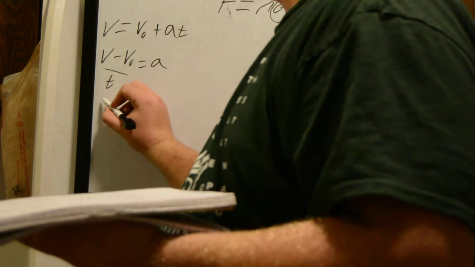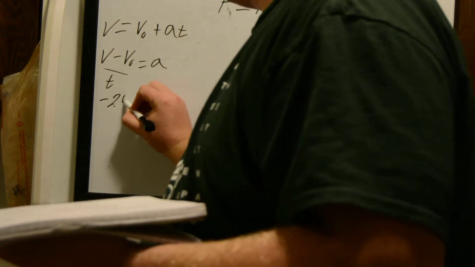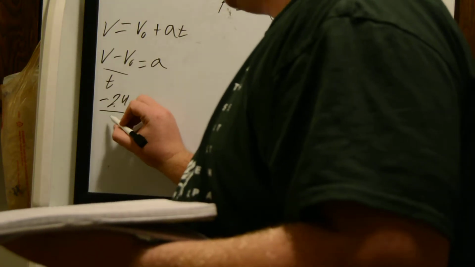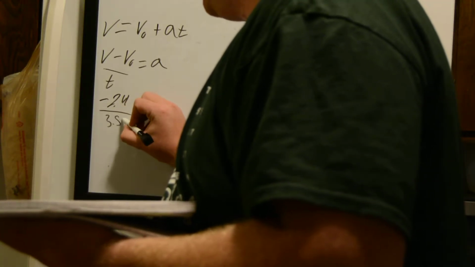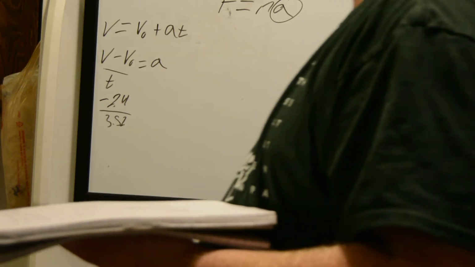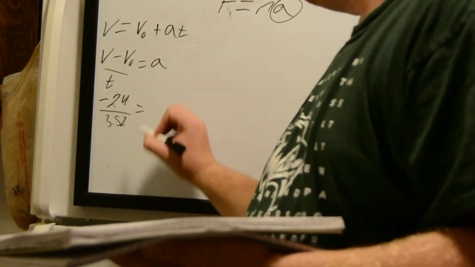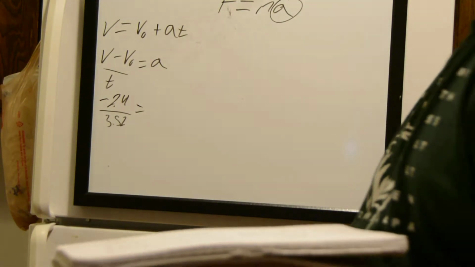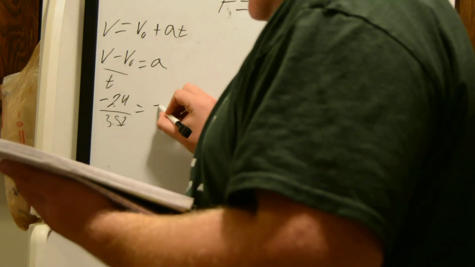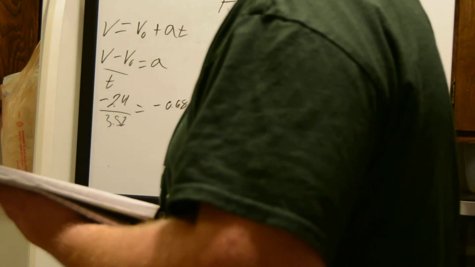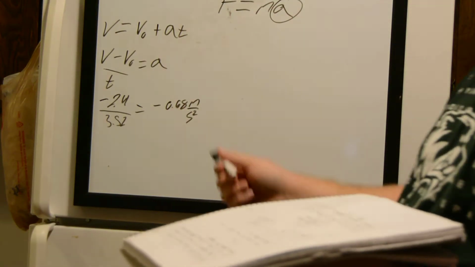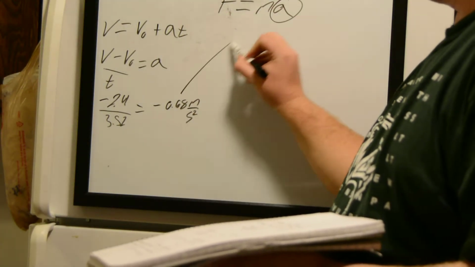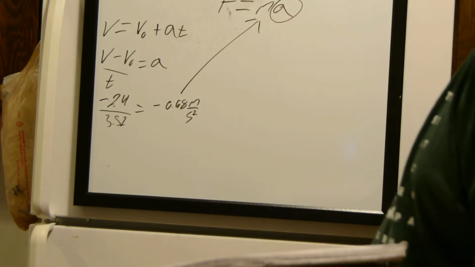So we know that's going to be a negative 2.4 meters per second over 3.52 seconds is equal to our acceleration. And then when we divide that through, that gives us a negative 0.68 meters per second squared. So now we have an acceleration to tie into this first formula.